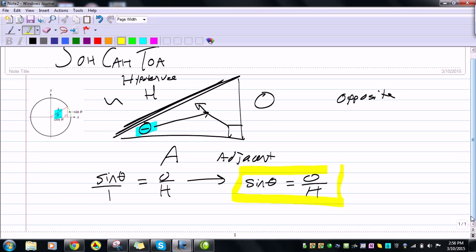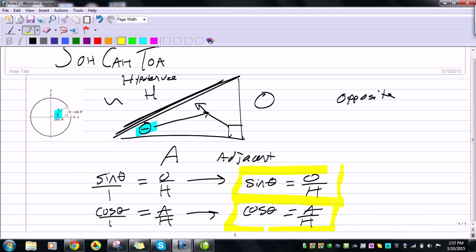Okay, the other proportion I could set up has to do with cosine, right? I could say cosine over 1 on the unit circle triangle, cosine over 1 would be equal to the ratio of what? That's right, A over H. Right? Because these two triangles are similar, then their corresponding sides have to be proportional. Cosine over 1, therefore, equals adjacent over hypotenuse. Right? So cosine of theta over 1 equals adjacent side over hypotenuse, which I can also just write as cosine theta equals A over H. Okay, and again, that's just a proportion that I can create from the two similar triangles, because corresponding sides have to be proportional.